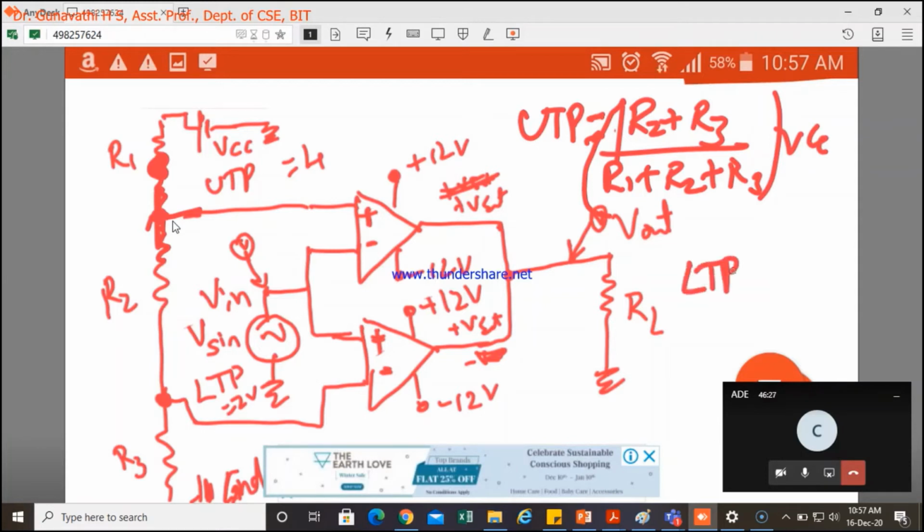LTP value is only across this. So R3 divided by R1 plus R2 plus R3. So 2/3 of VCC here, 1/3 of VCC. So R3 divided by R1 plus R2 plus R3 into VCC. This is the formula in order to compute the upper threshold voltage and lower threshold voltage.